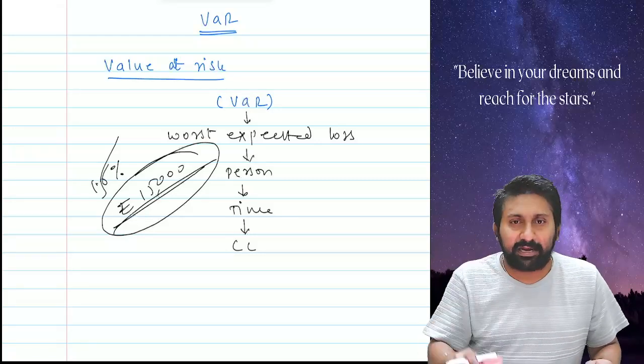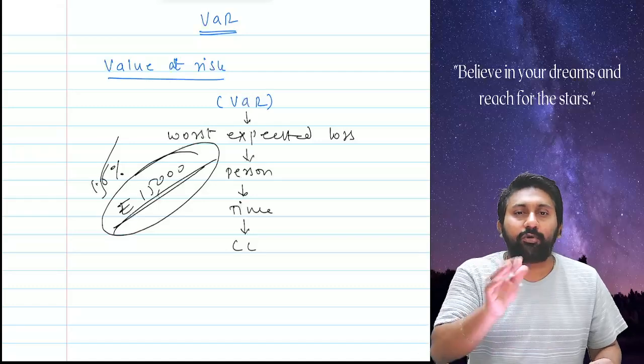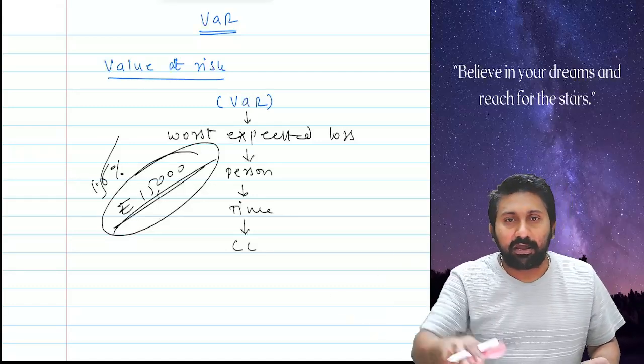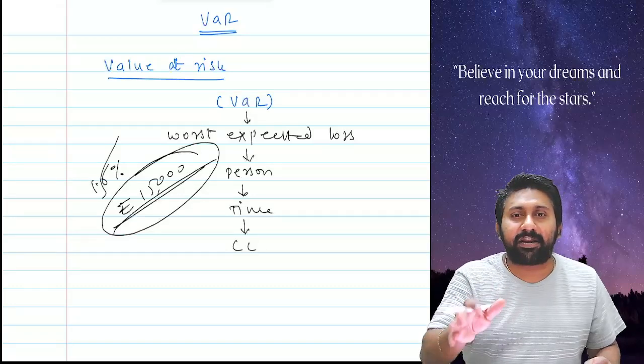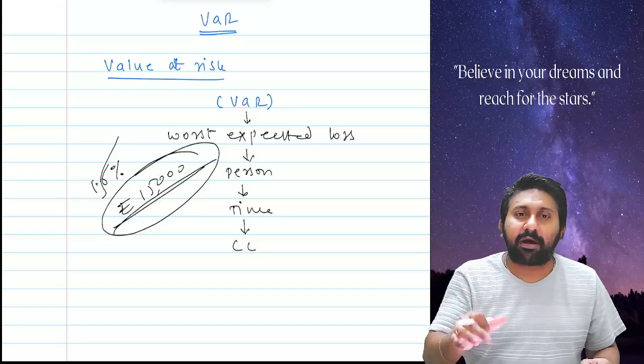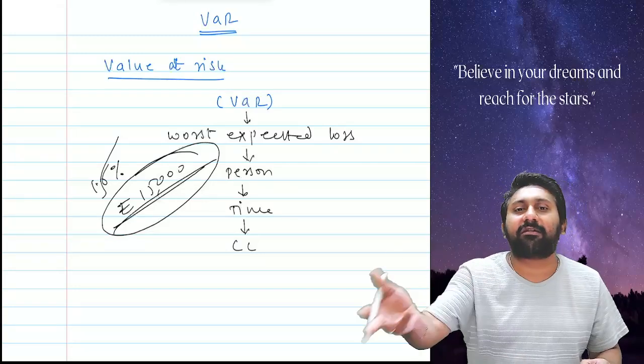A trader can get for a particular duration of time. If you ask for 1 day, it will become daily VAR. If you ask for 3 days, it will become 3 day VAR. If you ask for 10 days, it will become 10 day VAR. If you ask for 6 months, 6 months VAR. 1 year, 1 year VAR.